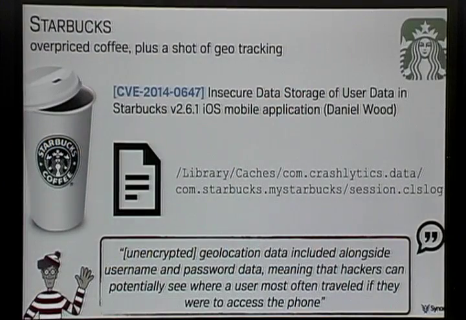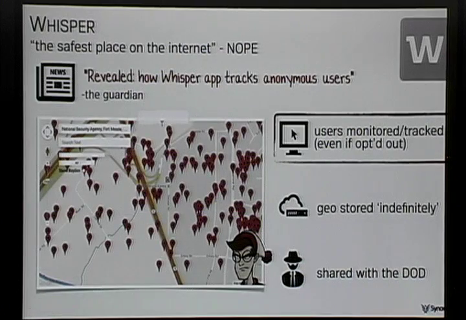So the first one is Starbucks. It's kind of funny. You don't think, why is Starbucks tracking me? But older versions of the Starbucks app stored users' geolocation coordinates in an unencrypted file called session.clog. This is problematic if the phone was lost or stolen, because it can provide an attacker with a wealth of information about the user's location. Luckily, this was reported, received a CVE, and was patched, so current versions are not vulnerable.